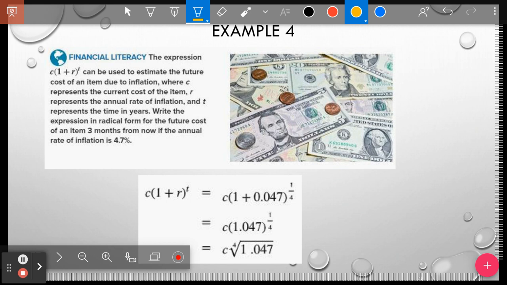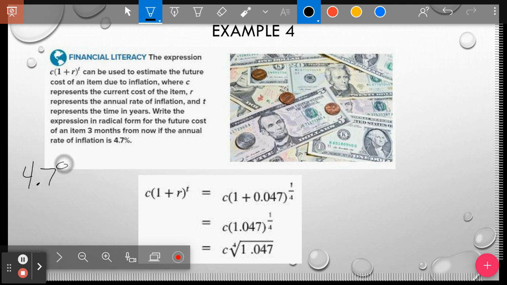So this is a little bit trickier problem, but they're giving you all the information you need in the example. They say the expression C times the quantity 1 plus R to the power of T can be used to estimate the future cost of an item due to inflation. C represents the current cost, R represents the annual rate of inflation, T represents the time in years. Write the expression in radical form for the future cost of an item 3 months from now if its annual rate of inflation is 4.7%.